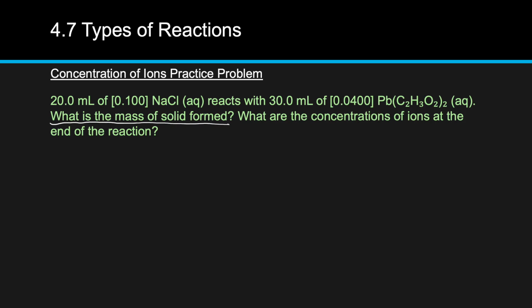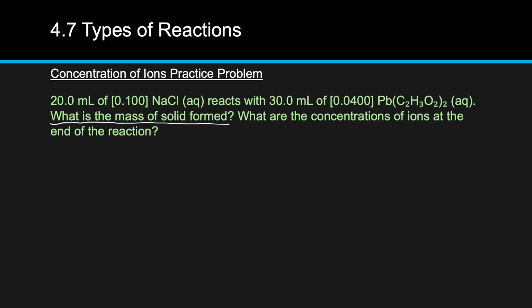So let's go ahead and start with our very first question, which is what is the mass of solid formed? So this is just going to be a stoichiometry problem where we take our reactants and convert them into our product. Now, this question did not tell us if one of them were excess or one of them are limiting, which means we need to solve for both of them to find whichever produces the smaller amount of solid. So before we start any of that, we need to have our balanced chemical equation.